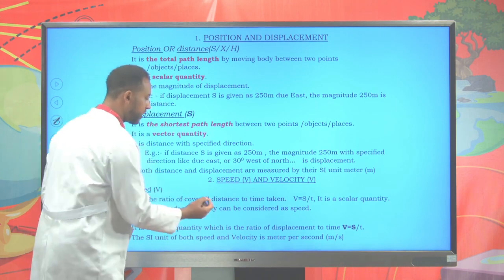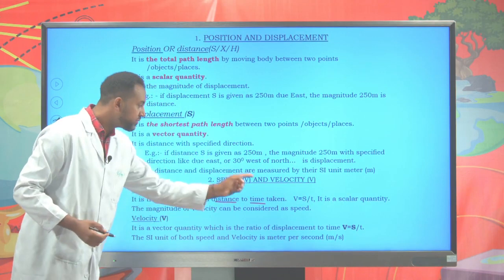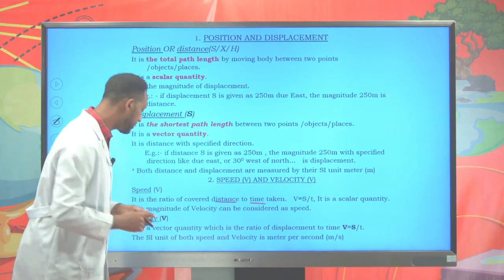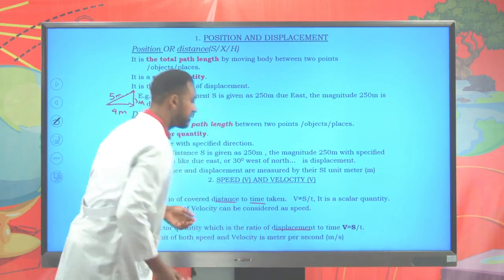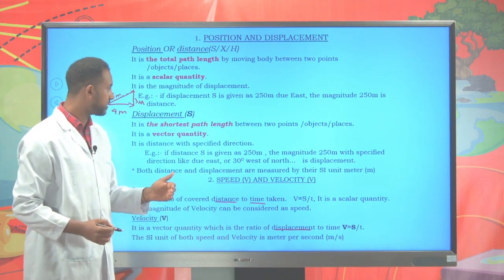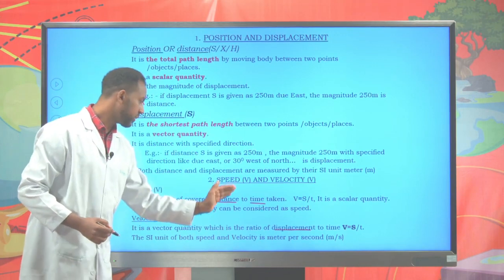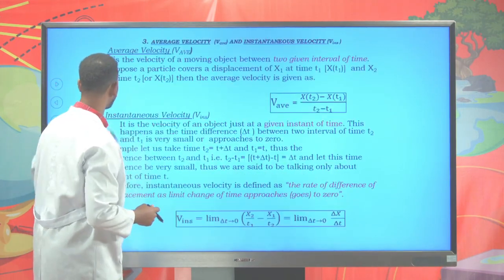Speed is a ratio of distance covered per unit time t, whereas velocity is the ratio of displacement per unit time t. Both distance and displacement are measured using meter. For speed and velocity, both are measured using meter per second.